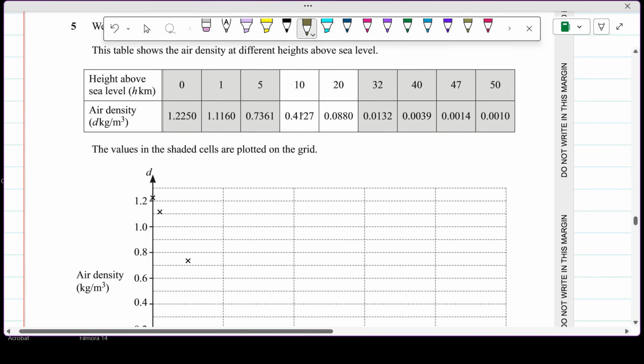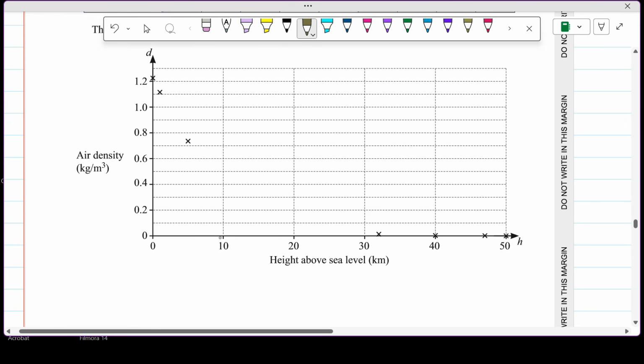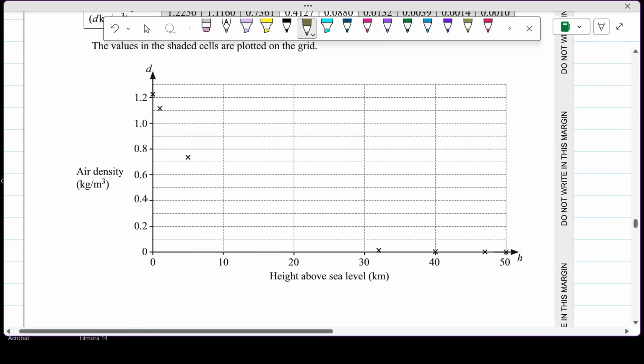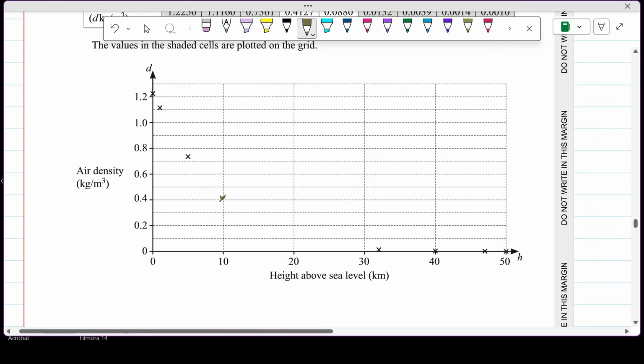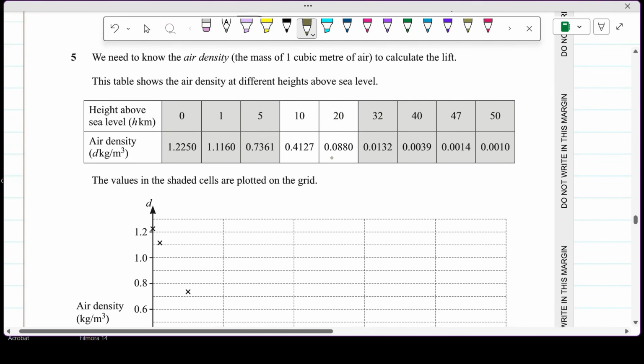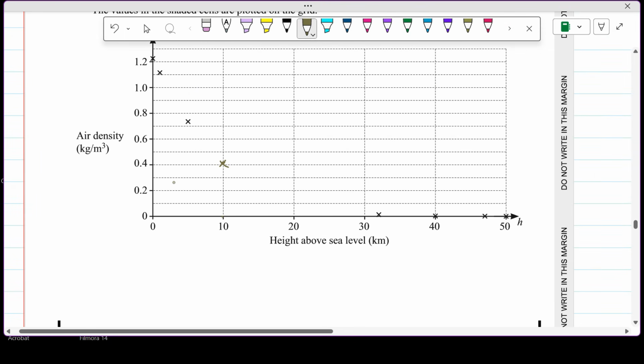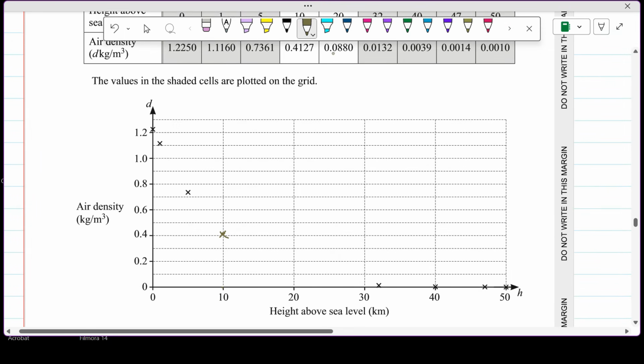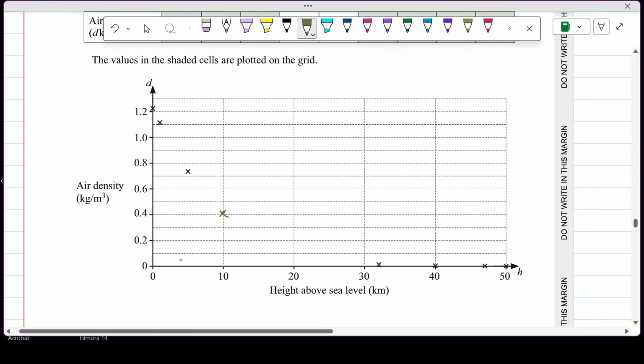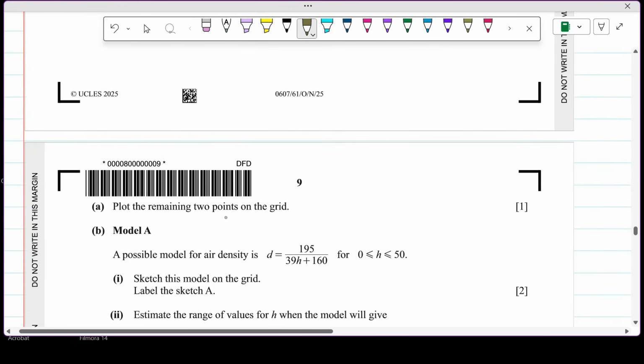Now we need to plot these 2 points. We know that at the height of 10 kilometers, the air density is 0.414. So this is the height which is 10 here, and the air density is just above 0.4, so it will be here. Similarly, when the height is 20, the air density is 0.088. This is just below 0.1, so just below this line. We have plotted the remaining points.